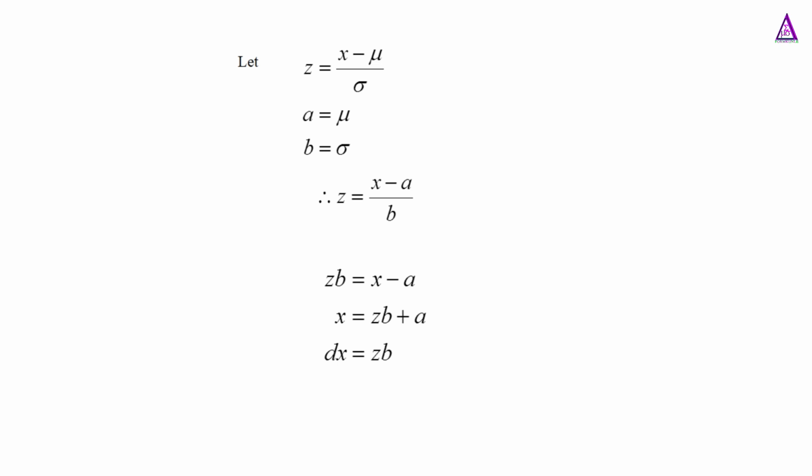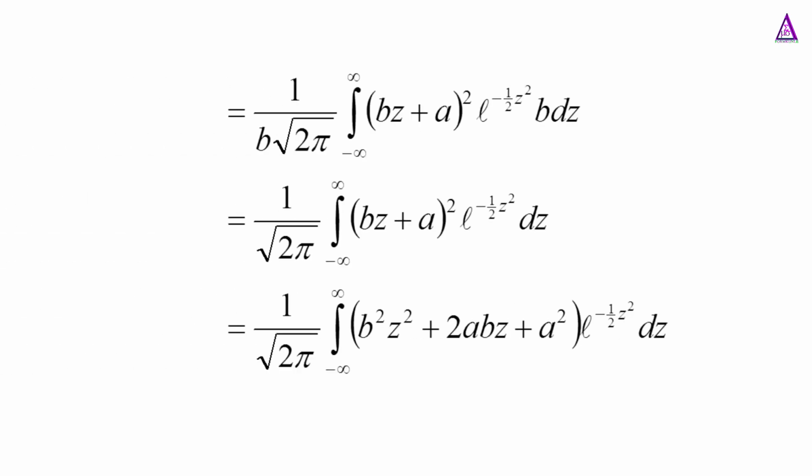Same thing, we represent (x minus mu) divided by sigma by z, and a equal to mu, b equal to sigma also here. After that, in this equation, you just substitute the value of each. The value of x is bz plus a, and the value of z there is (x minus mu) divided by sigma. So in equation 3a, we open this bracket with this square, and the result is b squared z squared plus 2abz plus a squared.